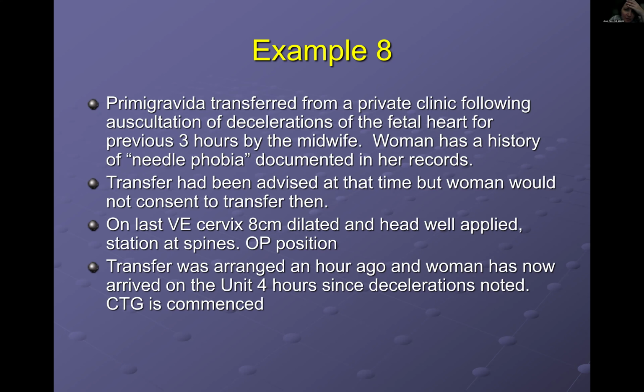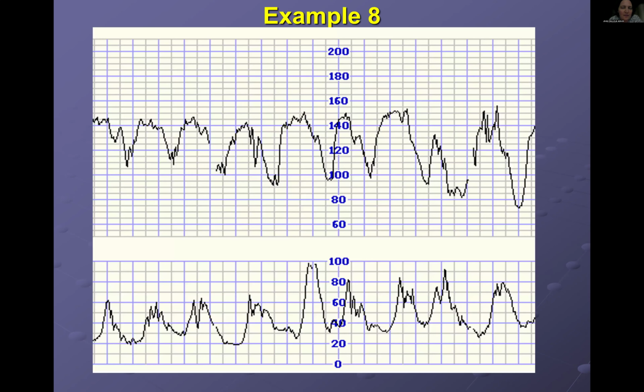And before leaving, the head was well applied, and she was 8 centimeters dilated. However, the head was OP, which can explain why she hadn't delivered yet. And she arrives at your unit, and a CTG is commenced. And this is her CTG.